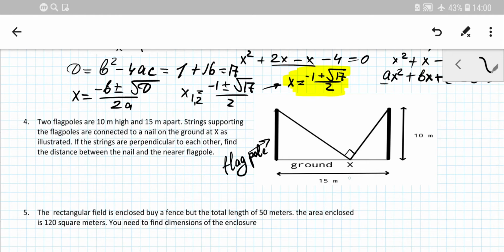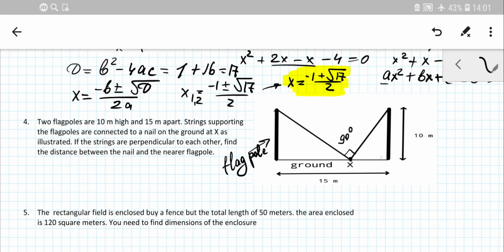Strings support the flagpoles, and they are connected to a nail. Here is the nail on the ground at X, as illustrated here. So the strings are connected here somewhere. If the strings are perpendicular to each other, meaning they form a 90 degree angle, you need to find the distance between the nail and the nearer flagpole.